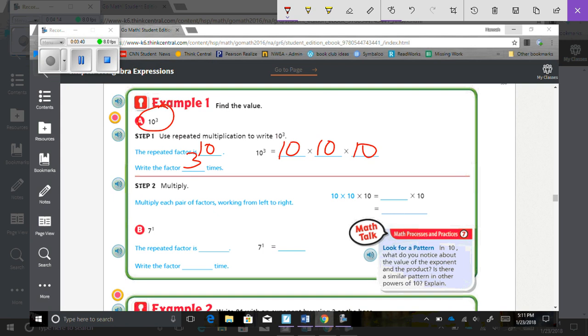Then to solve that, we're going to multiply each pair of factors working from left to right. So we would take 10 times 10, which gives us 100. We're going to take that 100 times 10 again for that last one. 100 times 10 is 1,000.